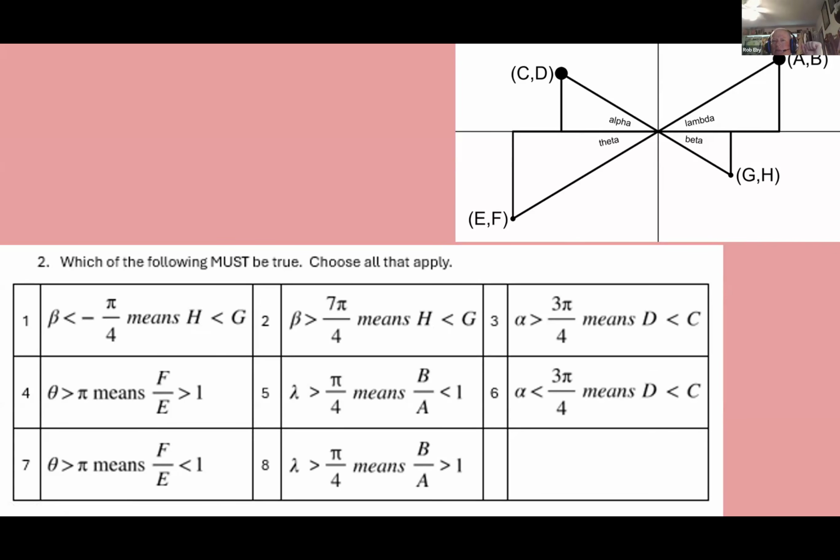And so then I even have a discussion with the students. Well, what if alpha is greater than 3 pi over 4? Where does that put the triangle? And then we have to spend some time drawing pictures and spinning around, and they're not happy with me. But I find it to be a good exercise.